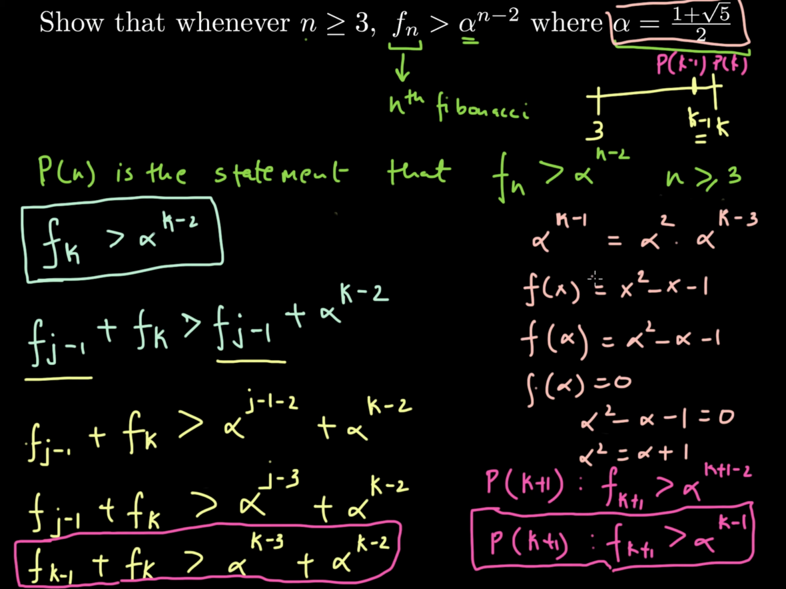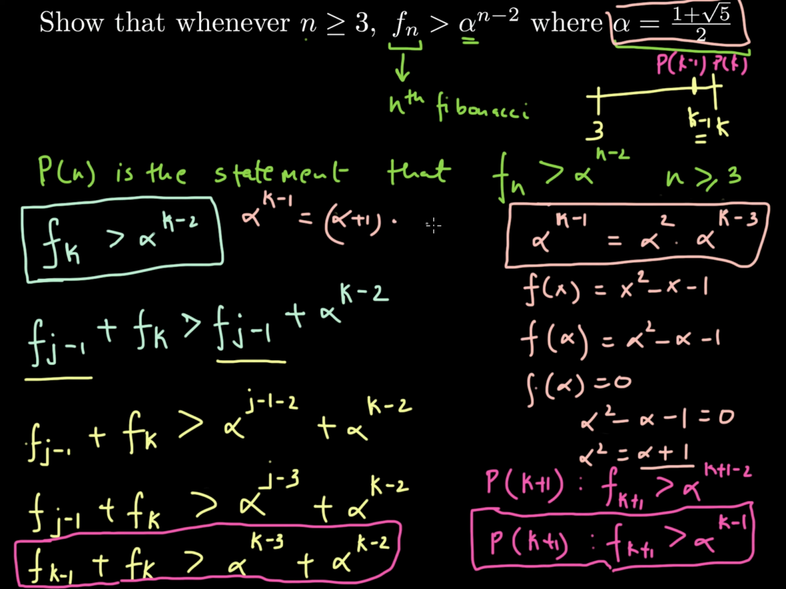Okay, so what I do know is that alpha squared equals alpha plus 1, which means that if I start with the expression I had earlier, alpha to the power of k minus 1 is equal to alpha squared times alpha to the power of k minus 3. Alpha squared is equal to alpha plus 1, so I'm going to put alpha plus 1 there, times alpha to the power of k minus 3. With a little bit of arithmetic, alpha to the power of k minus 1 is equal to alpha to the power of k minus 2 plus alpha to the power of k minus 3.